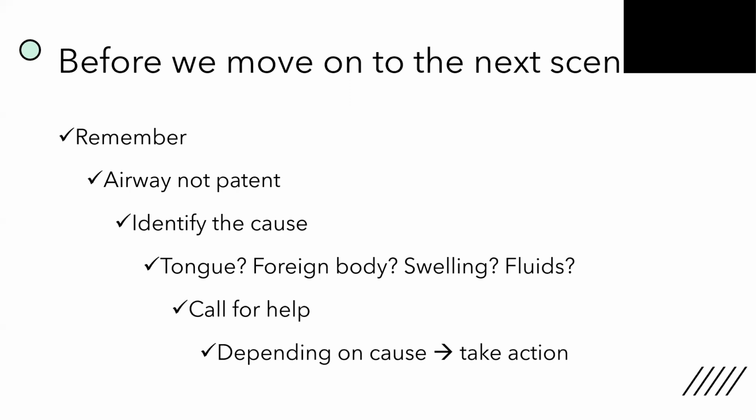For example, if it was fluids like blood or vomit, you'd want to put your patient into recovery position so that they don't choke on the fluids. If there was a foreign body, you might want to do some back slaps or abdominal thrusts to dislodge the foreign body. And if it was the tongue, just like in our case, you might want to do maneuvers and use airway devices to maintain the patient's airway.